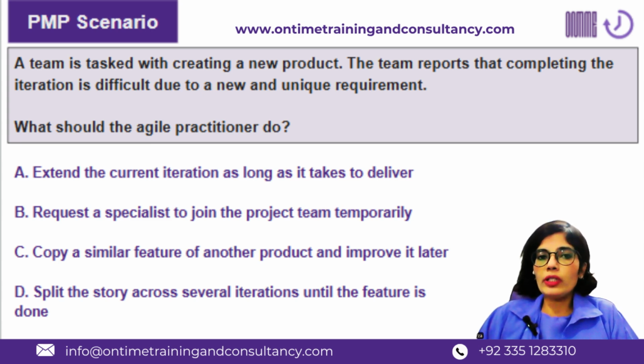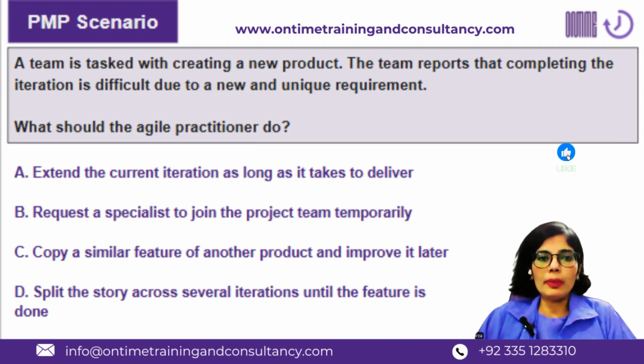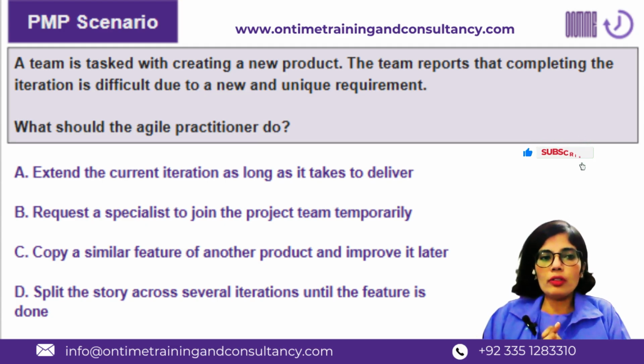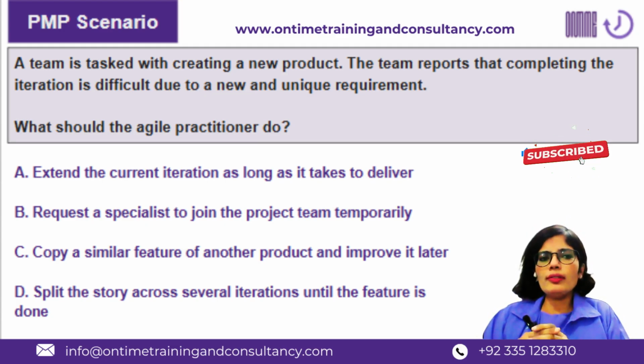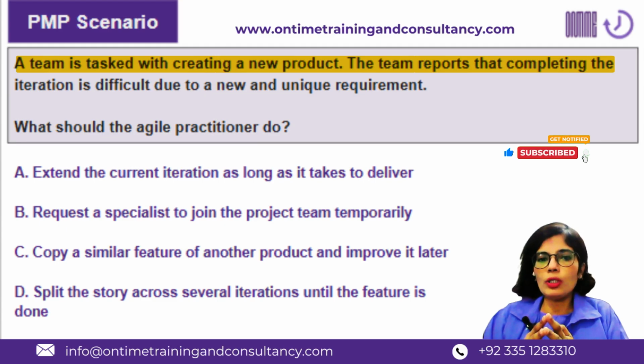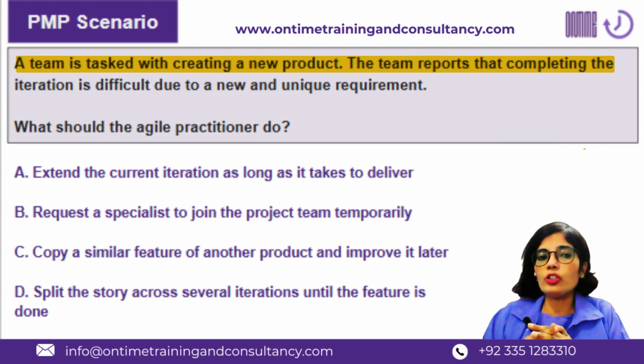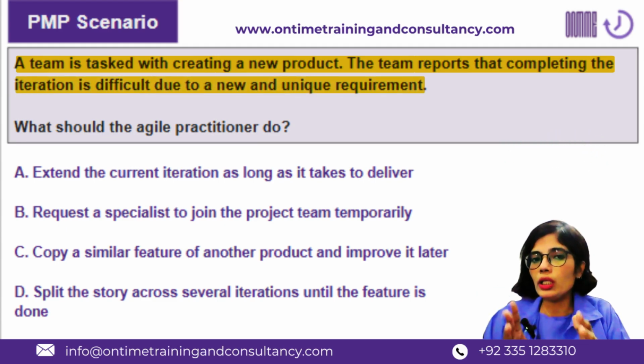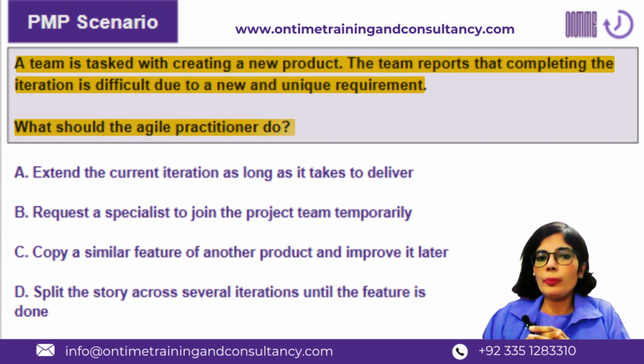I am going to discuss a very interesting PMP scenario in this video. This time it is about Agile implementation. Let's have a look at the scenario. The situation is that the team is tasked with creating a new product. The team reports that completing the iteration is difficult due to a new and unique requirement. What should the Agile practitioner do?